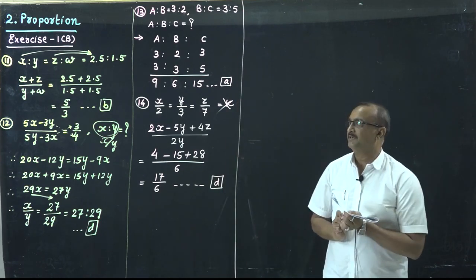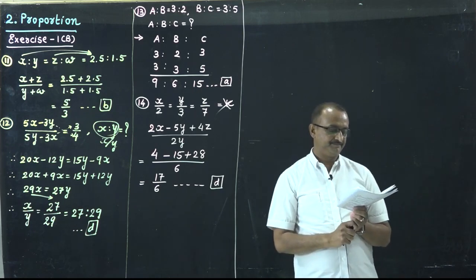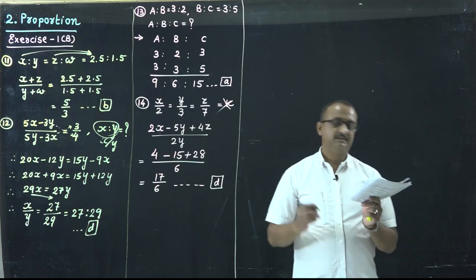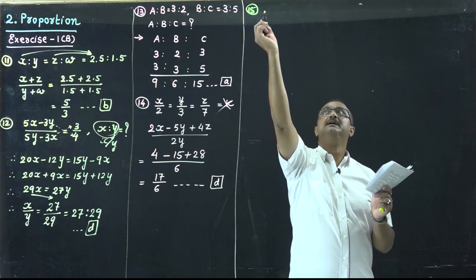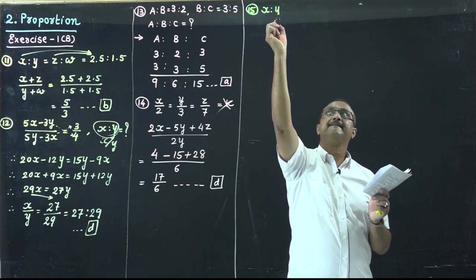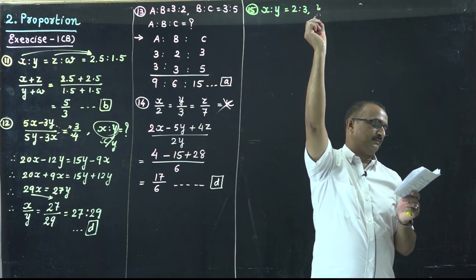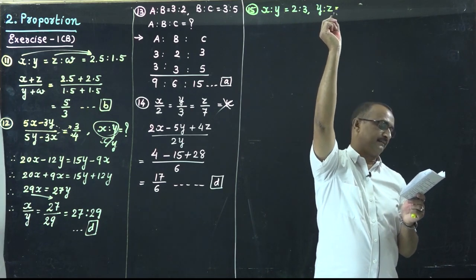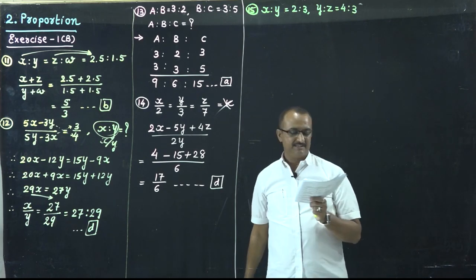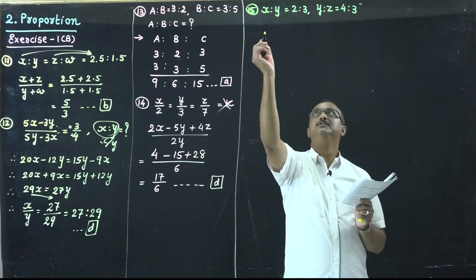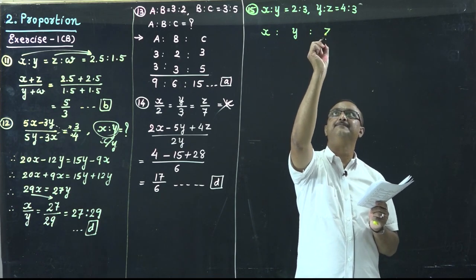Okay, now 15 number. Question number 15. ચાલો 13 જેવો જ છે. x is to y equal to 2:3. y is to z equal to 4:3. Find x is to y is to z. Okay, ફરી એકવાર ચેક કરી લઈએ. હમણાં ભૂલ થઈ એવી ભૂલ ન થાય.